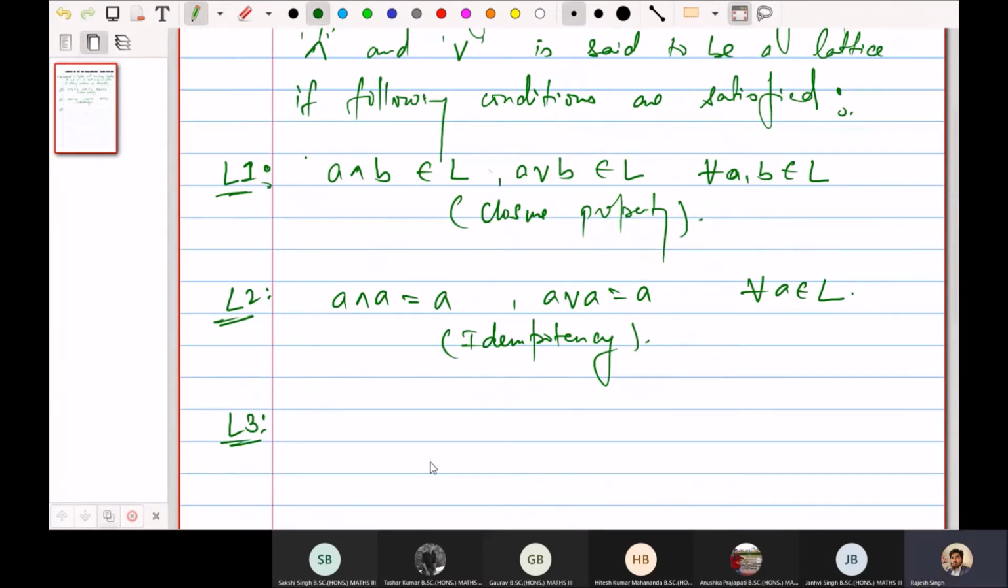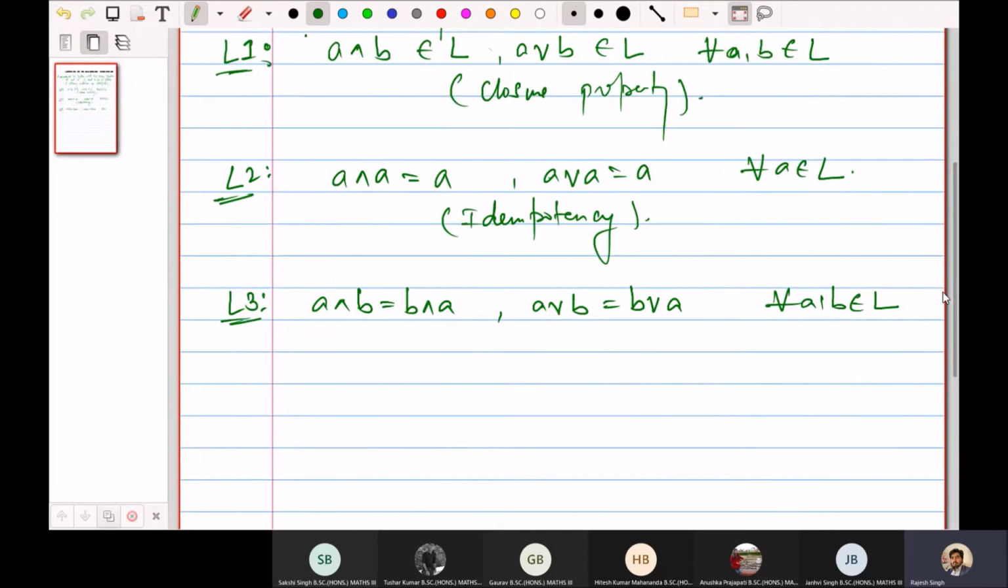Commutativity must be there. So A cup B should be equal to B cup A, or let us write cap first because we are writing in the same order. So A cap B should be equal to B cap A. A cup B should be equal to B cup A for all A, B belonging to L. This is commutativity.